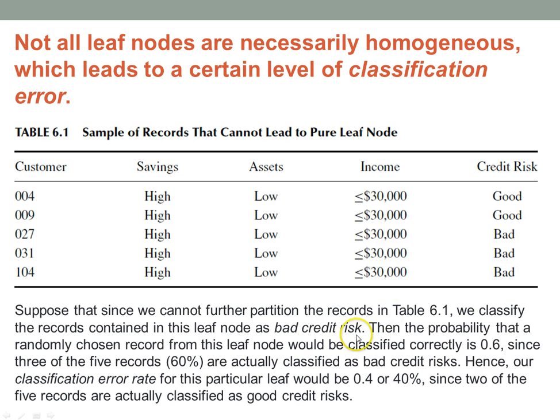Because 60% are bad, the probability that a randomly chosen record from this leaf node would be classified correctly is 60%, right? We're going to classify as bad, but it's only going to be about 60% accurate, since three of our five records are actually bad fit. Hence our classification error rate for this particular leaf would be 40%, since two of the five records are actually classified as good credit risks. Okay?